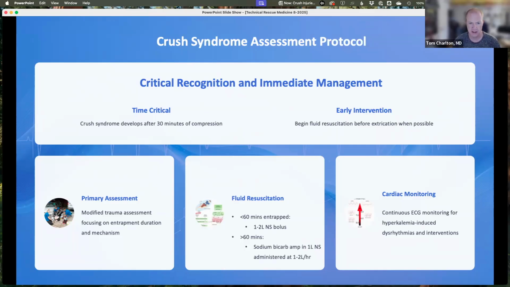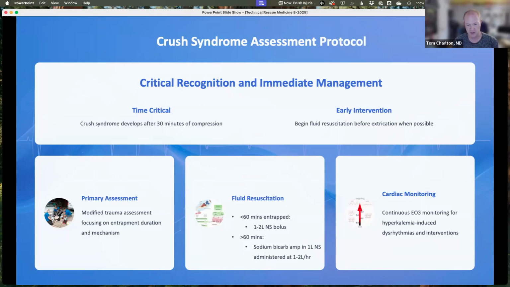Our protocol says that if they've been entrapped for less than 60 minutes, we want to give them a 1 to 2 liter normal saline bolus. If they've been entrapped for 60 minutes or more, we need to alkalinize that. So we're going to add sodium bicarb to this IV fluid. Typically we'll do 1 amp in a 1 liter normal saline bag, and then you administer that at 1 to 2 liters per hour, and that is throughout.